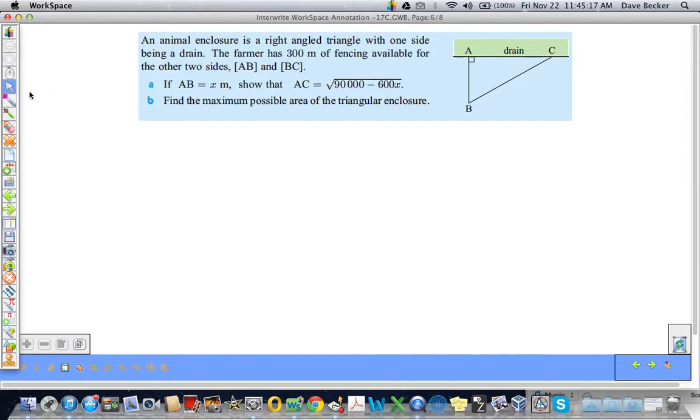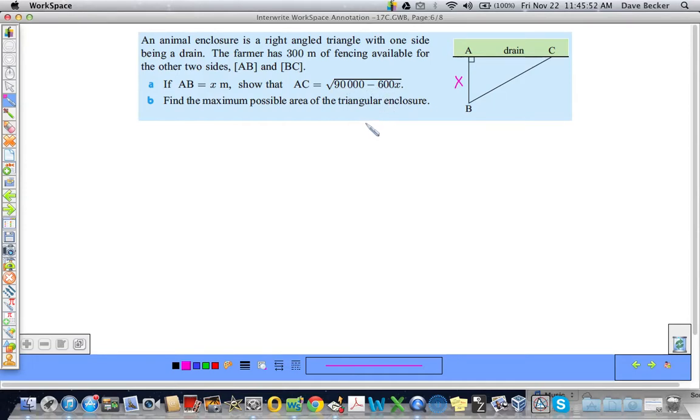So here we go. An animal enclosure is a right-angled triangle with one side being a drain. So this is the drain here, so that is a border for the shelter. The farmer has 300 meters of fencing available for the other two sides. So make sure we understand AB is a side of the fence, BC is another side of the fence. The drain acts as its own border, so there's no fence there. If AB equals x meters, show that AC equals the square root of 90,000 minus 600x.